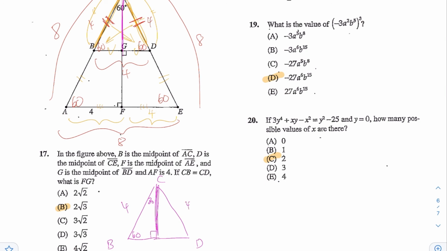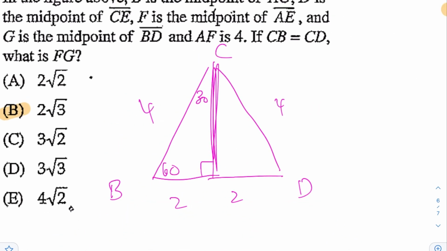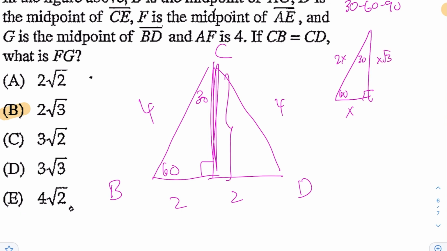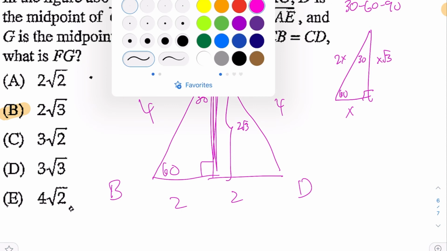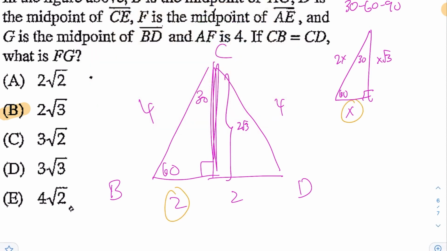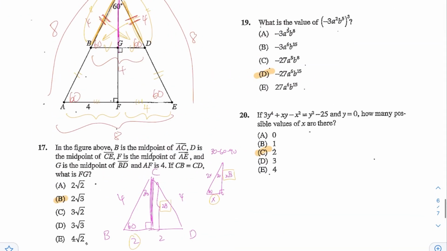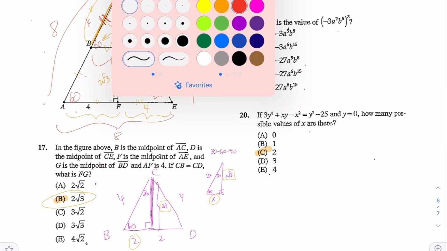So for this top triangle, for BCD, for this 30, 60, 90 right triangle, this is your special right triangle here. The sides are in a ratio of x, 2x, and x root 3. So this height here is going to be 2 root 3 because the x corresponds with this 2. So if this top piece is 2 root 3, the bottom piece is also going to be 2 root 3. So that's choice B, because the bottom triangle is double the first one.